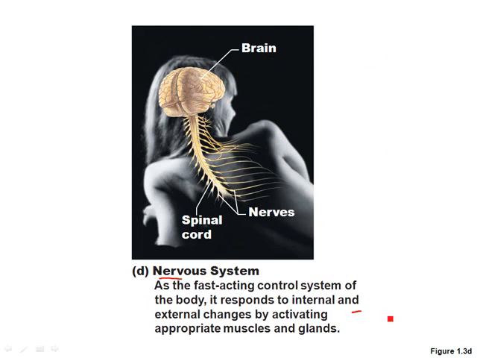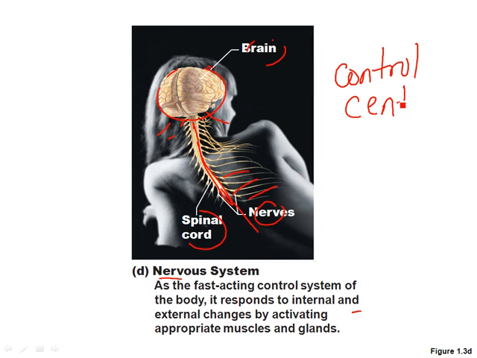Okay, so the brain, the nerves, and the spinal cord. So the brain is inside your skull, in your head. Your spinal cord runs down your back, inside your vertebrae, down your backbone. And then the nerves come off the spinal cord, and there's also some nerves that come off the brain. It is your control center. It is in control of everything.